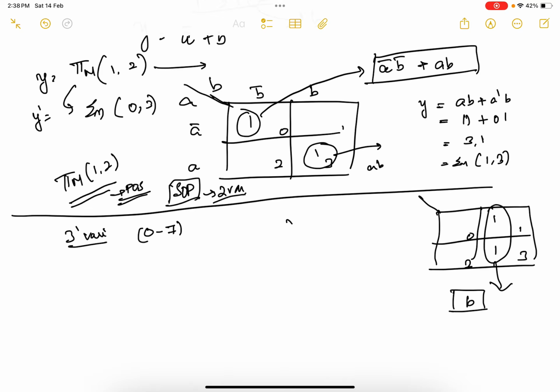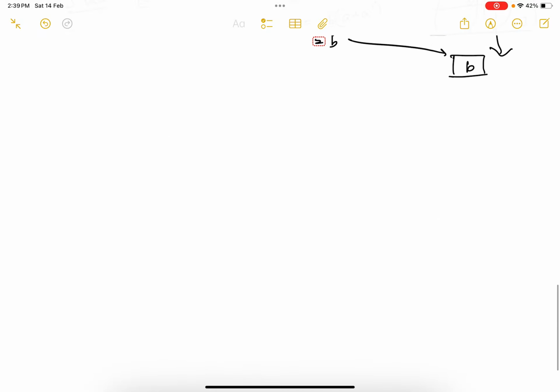So here also, if you see, Y equals AB plus A dash B. From here I am writing this. If you take B as common, I will get A plus A dash. The final answer will be B. So this and this are equivalent. Got it? Now we will go to the three variable function.